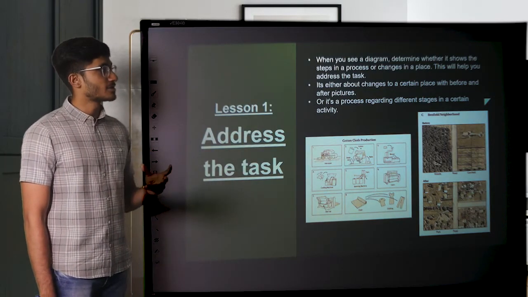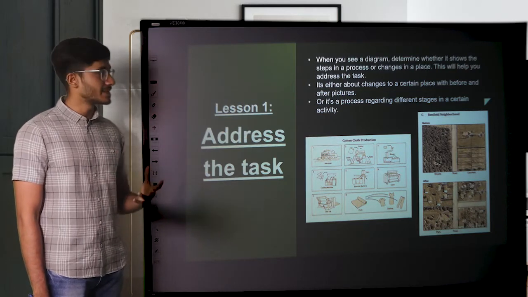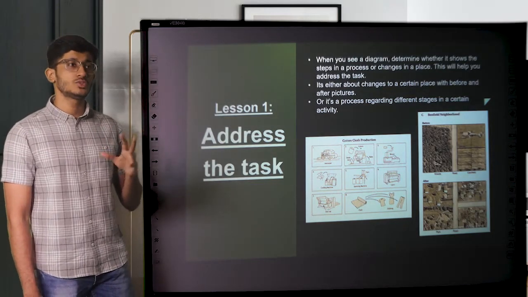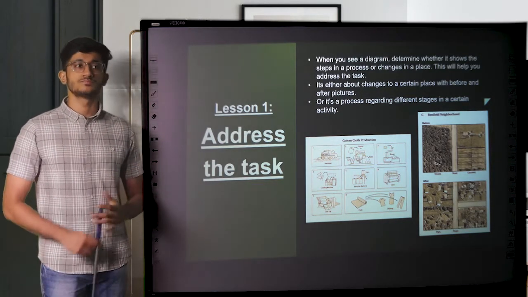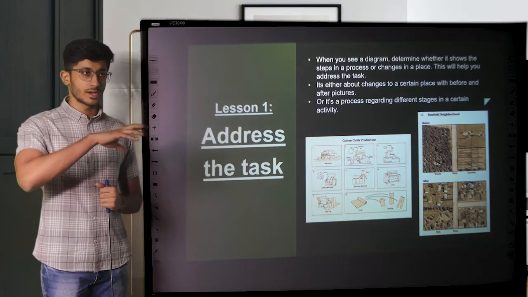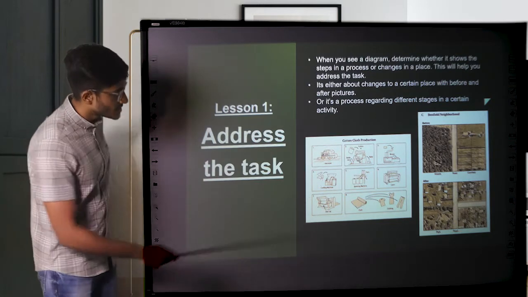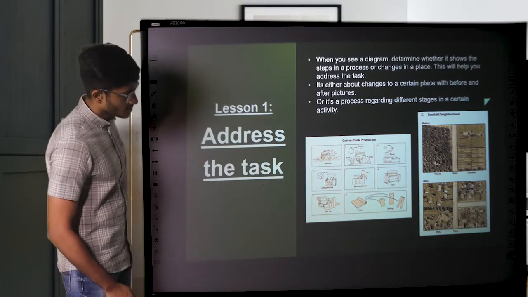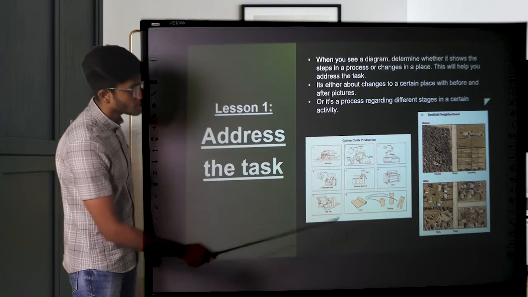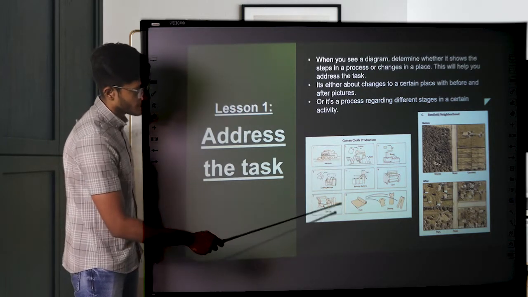When you see a diagram, determine whether it shows the steps in a process or changes in a place. This will help you address the task. As I have already mentioned, there are going to be 2 types of process diagrams. The first one is where many steps of a particular activity will be given. As you can see here, cotton production. The steps are given of the whole cotton production process. 1, 2, 3. So here all the steps are given.